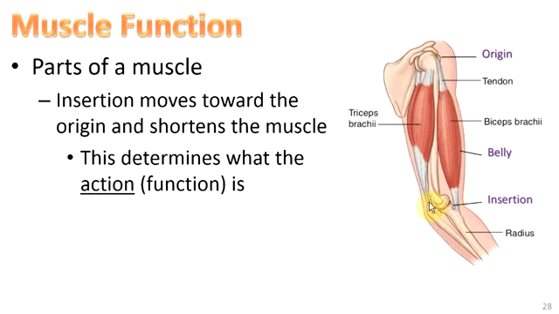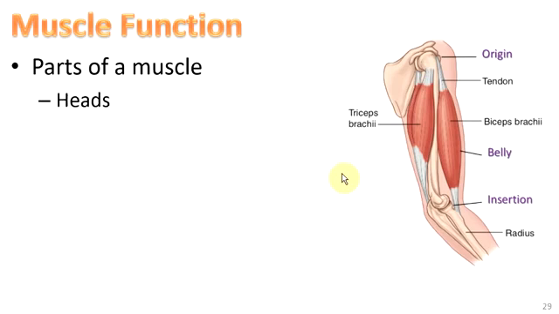Well, here's our hinge joint right here. And so when we bring the insertion closer to the origin, it's going to pull the forearm up, or what we say, bend the elbow. Okay, and that is what is called the action. And so you can generally figure out what the action is just by understanding that when it shortens, it brings the origin closer to the insertion.